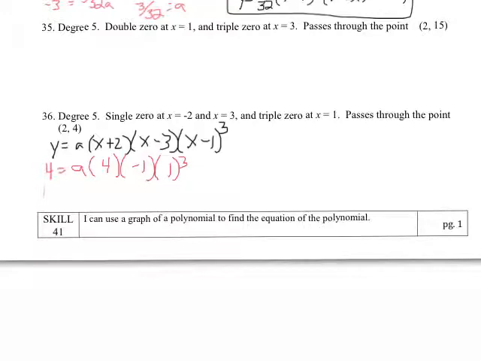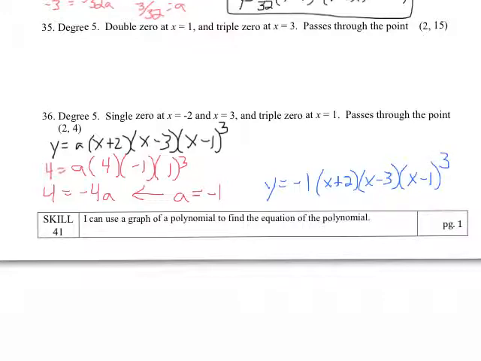So we get 4 is equal to negative 4a, and from there we're able to conclude that a is equal to negative 1. So our final equation should be negative 1 times x plus 2 times x minus 3 times x minus 1 to the 3rd.